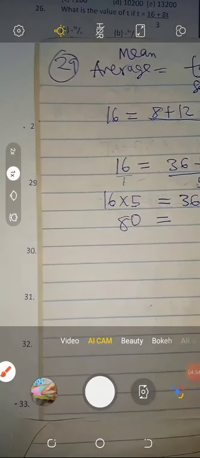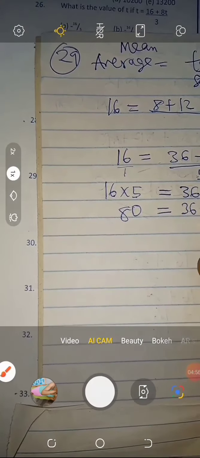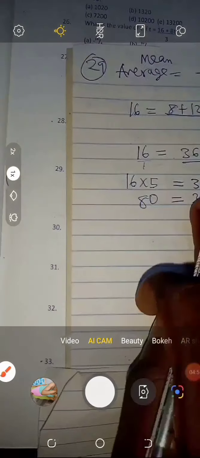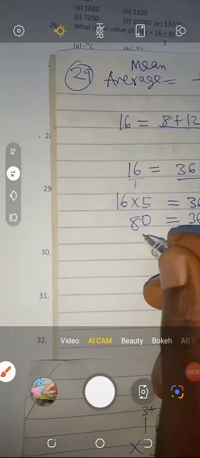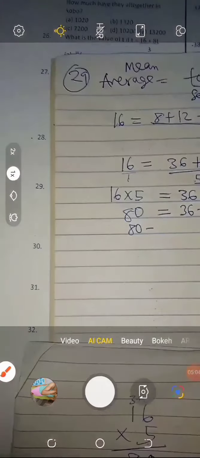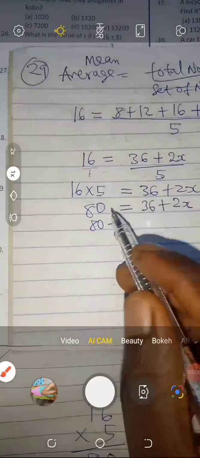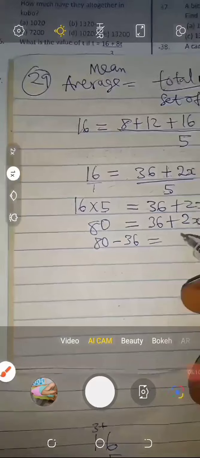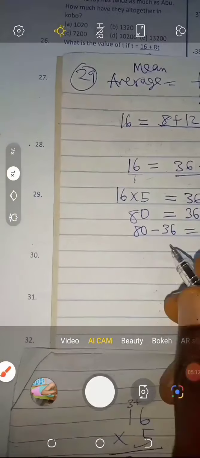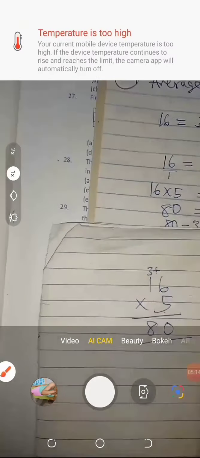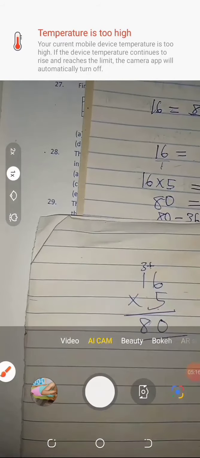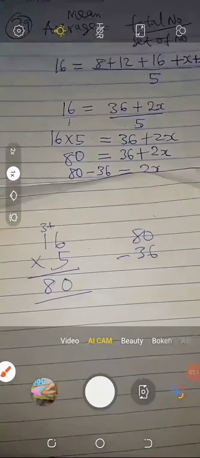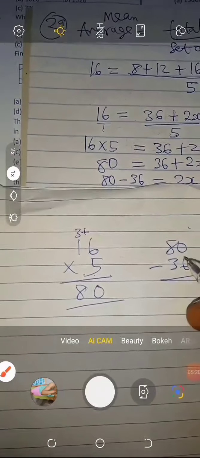We write that down. Now we have our 36 plus 2x. Of course, we have to move the real number to meet this. So we have 80 minus, this is a plus 36. As it's crossing the equality sign, it becomes a negative. So negative 36 equals to 2x. Now take care of this, 80 minus 36. I want us to do all the solving. That is why I'm doing this.